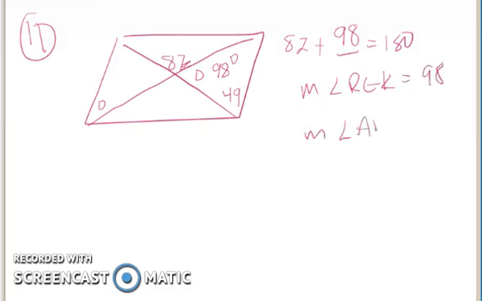Then the measure of ABG is this angle over here. Well, we have 98 and 49. I can actually find that upper angle by adding those two together and subtracting. So 98 plus 49 is 147. Take that away from 180, and I'm going to get 33 degrees up here. And then we're going to see that this is the alternate interior angle, so we get 33 right here. So there's our answer.